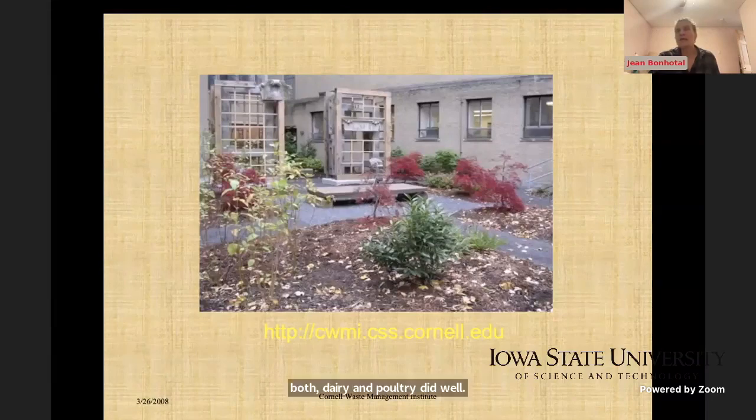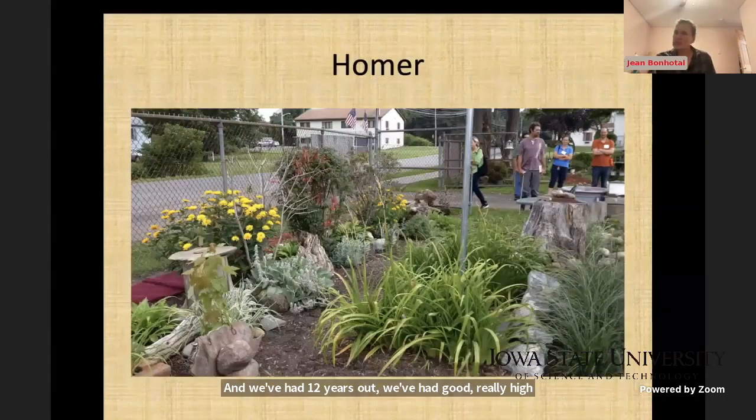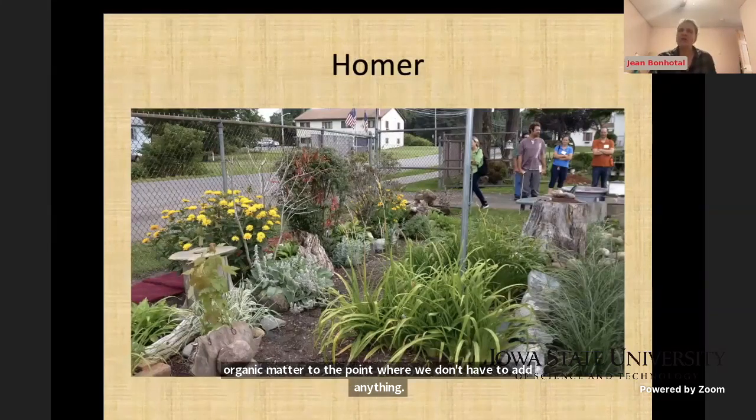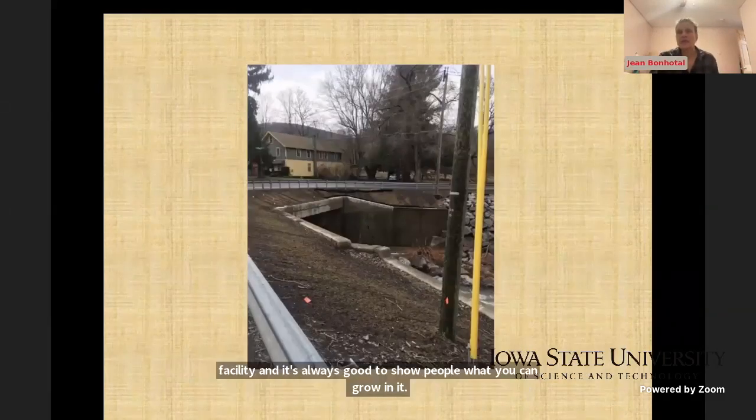And we've had 12 years out, we've had good, really high organic matter to the point where we don't have to add anything. Just another garden. This happens to be at a compost facility, and it's always good to show people what you can grow in it if you're trying to sell it.